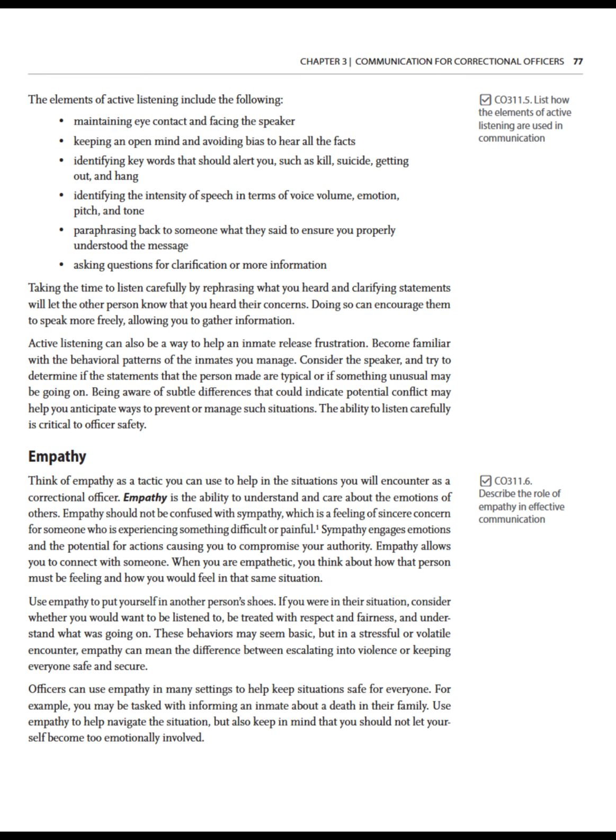The elements of active listening include the following: maintaining eye contact and facing the speaker, keeping an open mind and avoiding bias to hear all the facts, identifying key words that should alert you, such as kill, suicide, getting out, and hang, identifying the intensity of speech in terms of voice volume, emotion, pitch, and tone, paraphrasing back to someone what they said to ensure you properly understood the message, asking questions for clarification or more information.